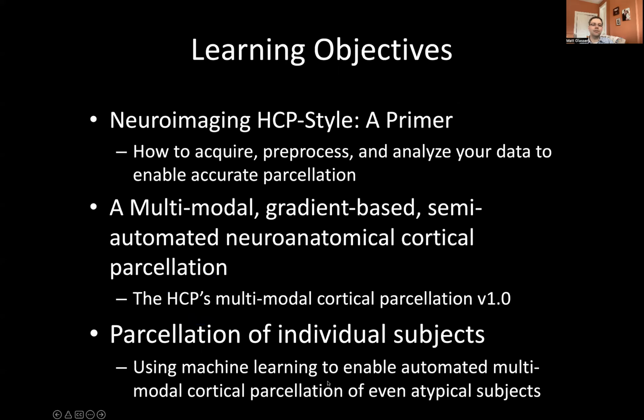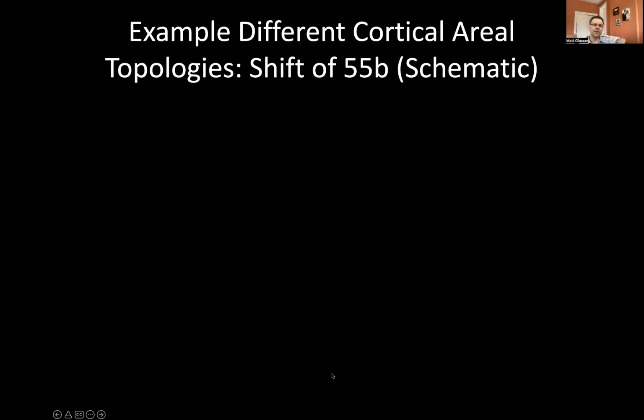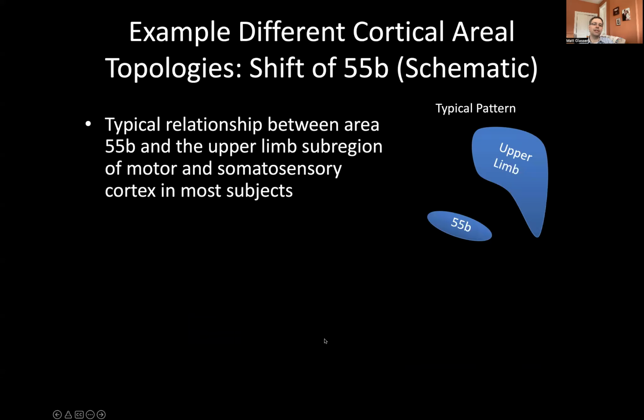All right, so let's close with a discussion of parcellation of individual subjects and how we can use machine learning to get there. So first, let's motivate the problem, considering again area 55B and some of the atypical patterns that can be seen. So the typical relationship between area 55B and the upper limb sensory motor subregion looks like this.